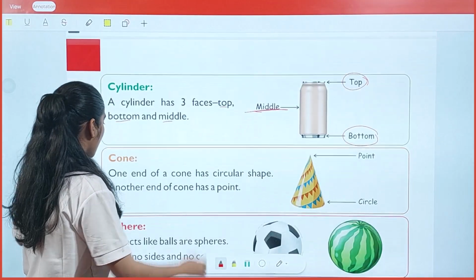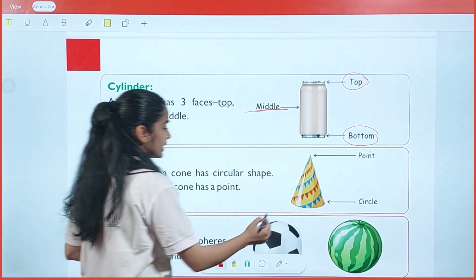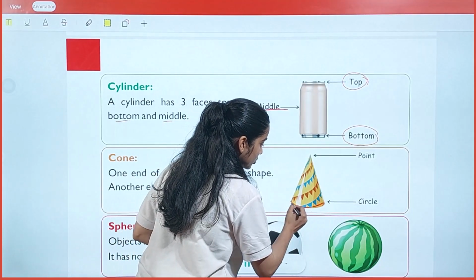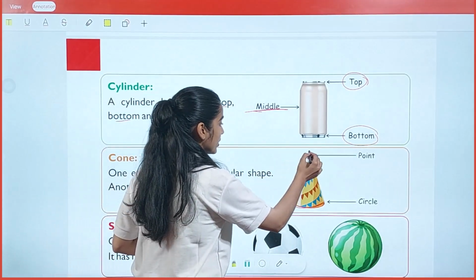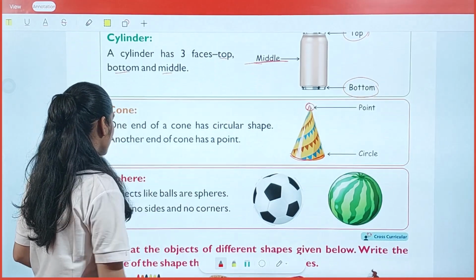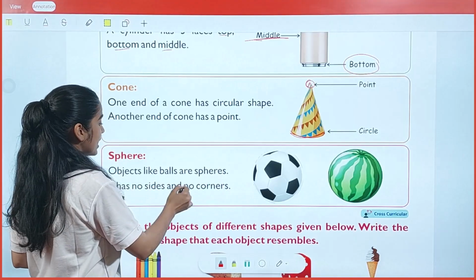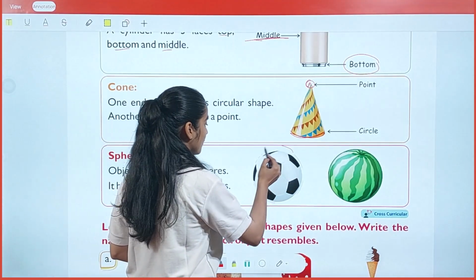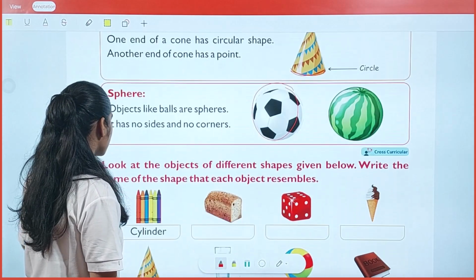Next, cone. One end of a cone has a circular shape. So this end is in circular shape, and the other end has a point, a conical point. Next, sphere. Objects like balls are spheres. It has no sides and no corners. So again, we have our sphere in which no sides and no corners are there.